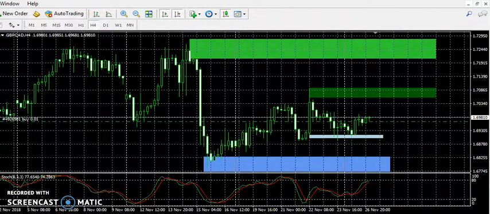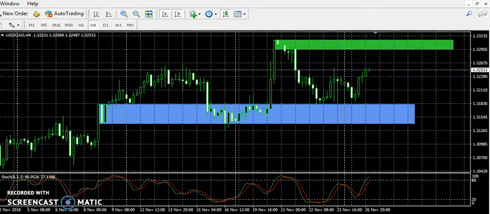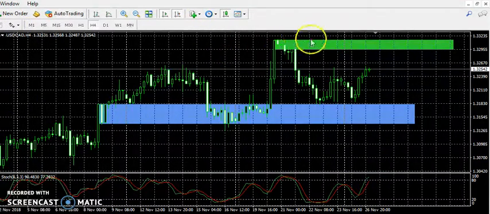Okay, now let's go to USD CAD. Okay, so as from previous videos, I explained when market was coming down into our demand zone. Here, what happened was we had a break of this trend line here, initiating demand in this area.